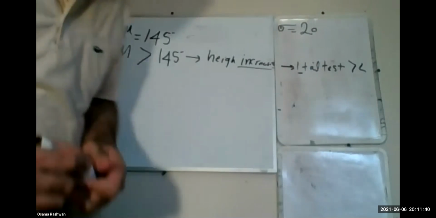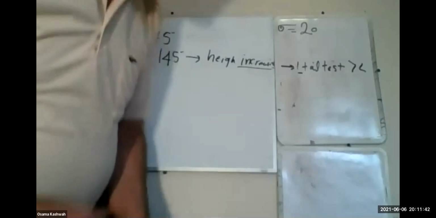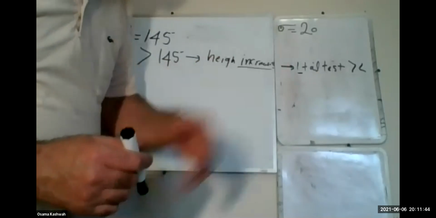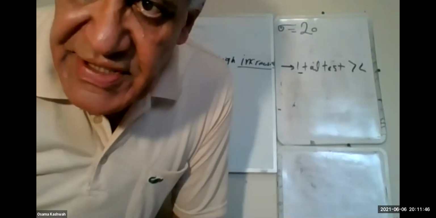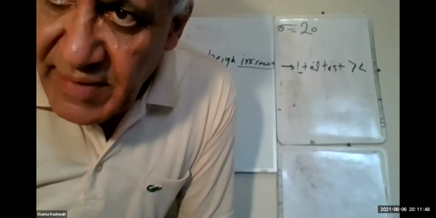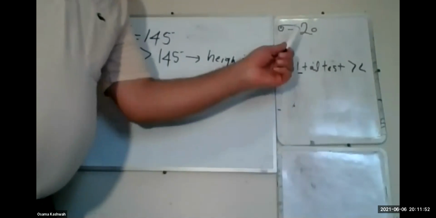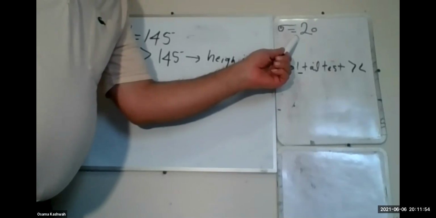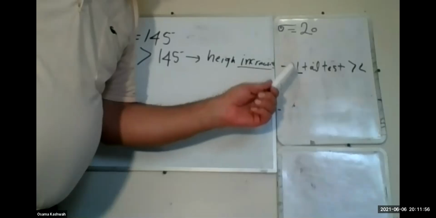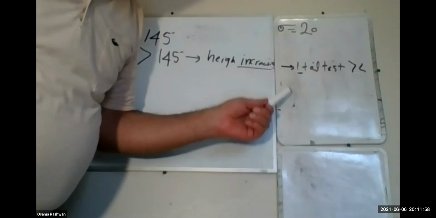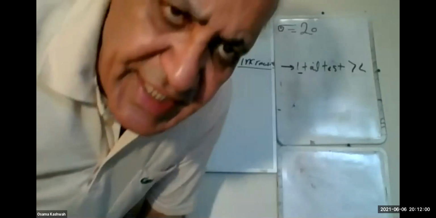Sigma, we write it with a sign like this, sigma, and it is 20. But wait a minute. Sigma is known and the sample is large, more than 200, so in that case we will use the z-test.